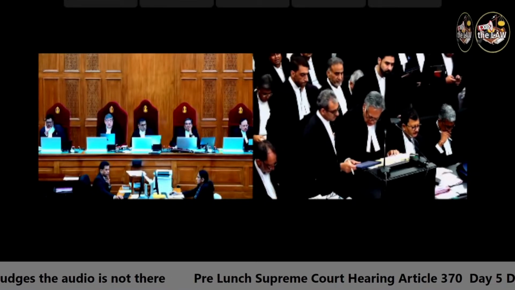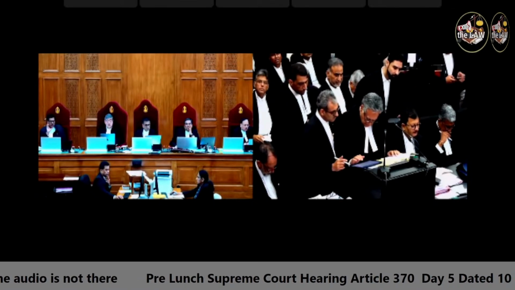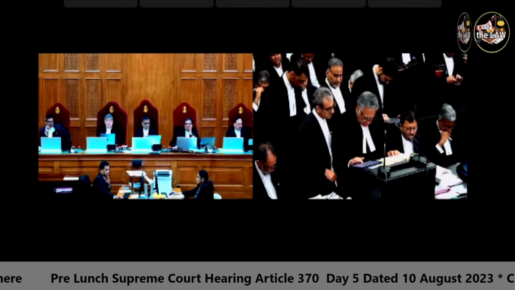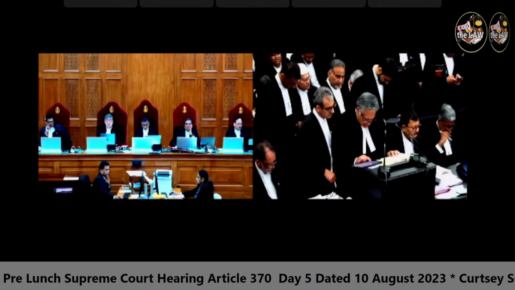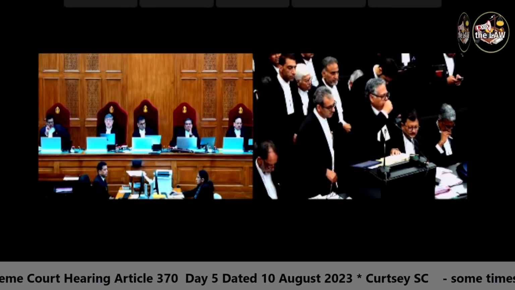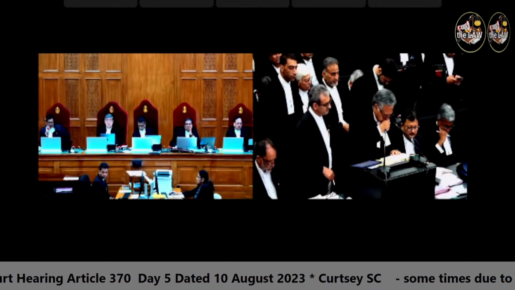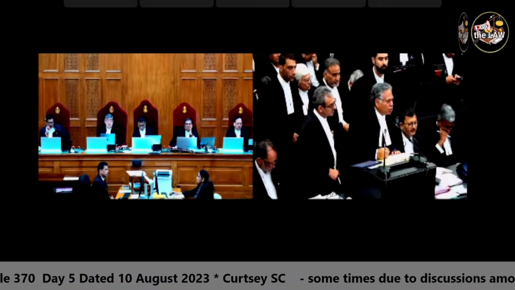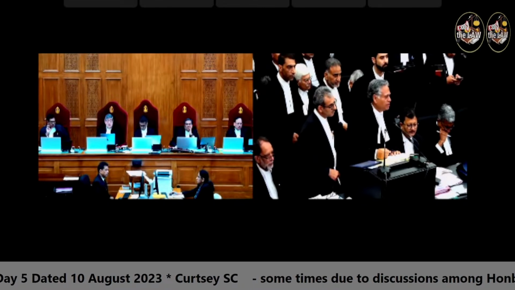Now see, sir, what it says. In clause 4 and 7 of Article 20, for the word Parliament, the words legislature of the state shall be substituted. So the law of preventive detention can be enacted only by the state legislature, not by Parliament.